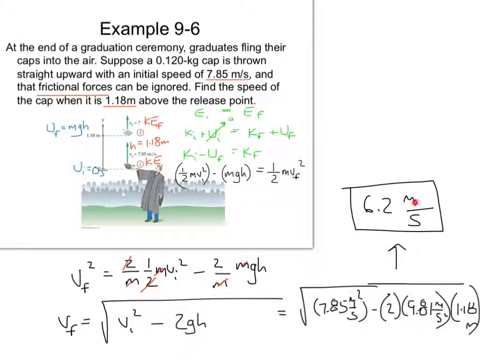But anyway, that's how we solve this. This right here is our assumption. All right, all the energy initial equals all the energy final. Break that into kinetic and potential initial, and kinetic and potential final, and you'll be in good shape. All right, so that's example 9.6.